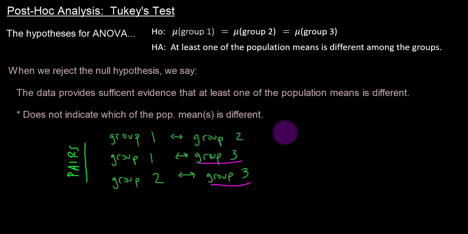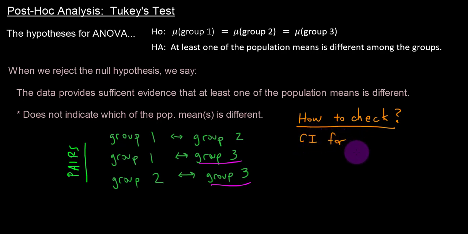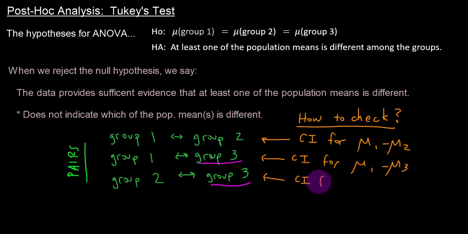Now, how could we check which group or groups appears to have a population mean that is different from the rest? We could do this with a confidence interval for the difference in means. And we would do it for each of these pairings. So here we would have a confidence interval for the difference in means between group 1 and group 2. Here we would check the confidence interval between group 1 and group 3. And here we would check the confidence interval for the difference between 2 versus 3.